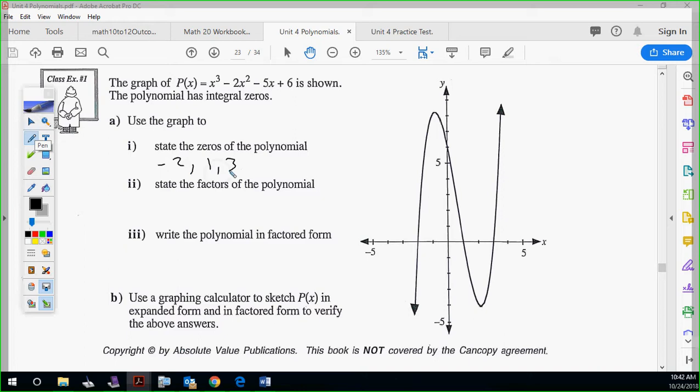So then state the factors. Now once you see it like that, your factors should be pretty straightforward, right? Your factors are going to be x plus 2, x minus 1, x minus 3.